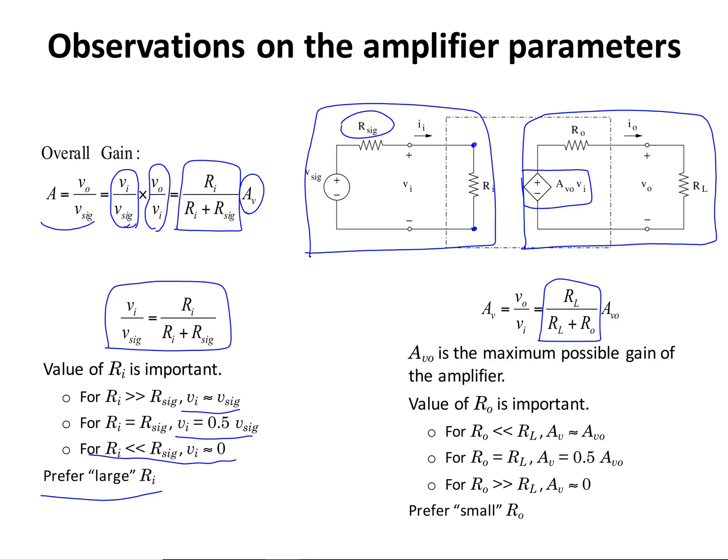On the other hand, for the load side, the output side, we would like to have a small R out for our transistor or voltage amplifier, because if R out is much smaller than the load resistor, then AV is going to be almost equal to the open loop gain. If R out is equal to the load resistor, then the voltage gain is equal to half of the open loop voltage gain. And if R out is much greater than the load resistance, there is almost no gain at the output of this transistor amplifier.